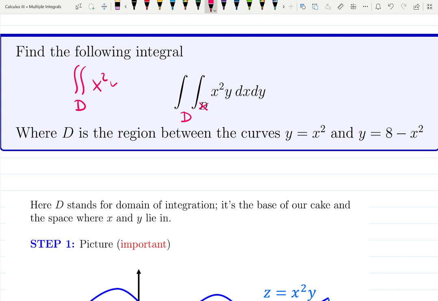The integral of x squared y dx dy over D. So first, we know we can switch dx and dy, but we don't know what D is. You can perform integration if you don't know what D is, but it says that D is the region between two curves, x squared and 8 minus x squared.